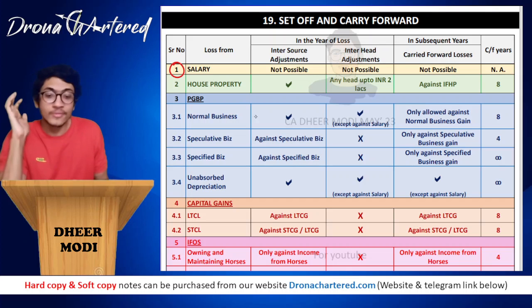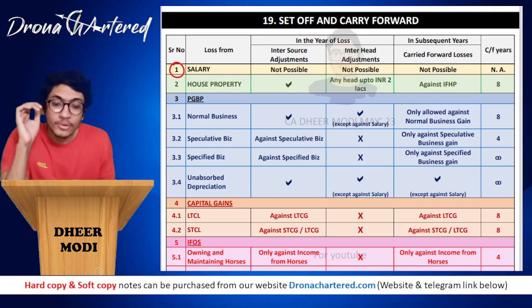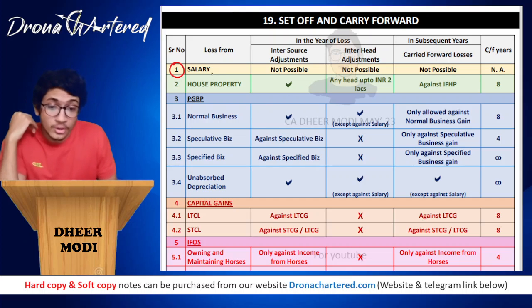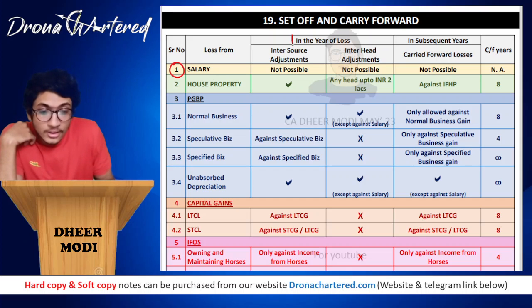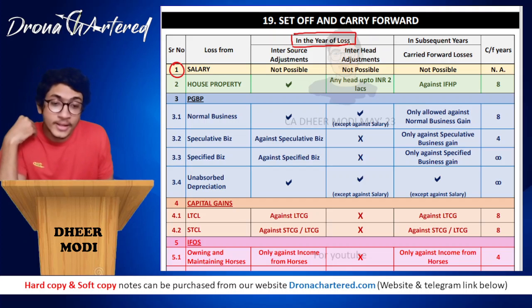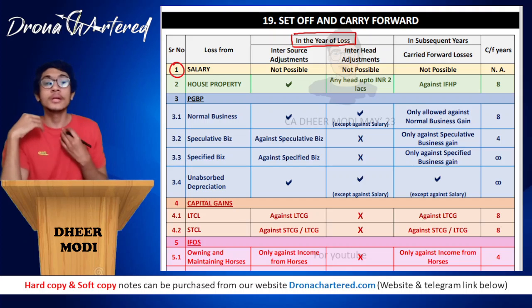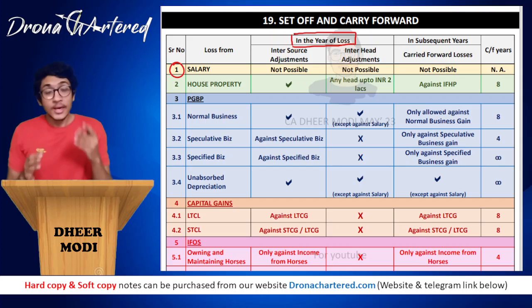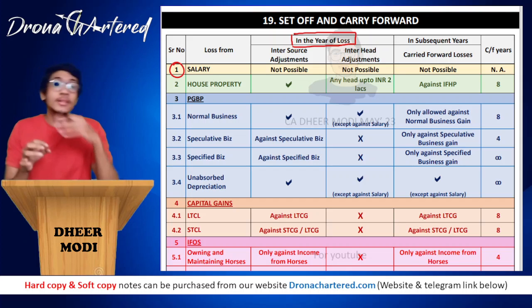So, we'll go with heads of income. So, first is your salary. I put every head of income in a different color. So, that is your salary. So, there is loss from salary. So let's understand the table. First is in the year of loss, that is, if the loss has happened in the same year, then whether inter-source adjustment and inter-head adjustment. What does inter-source mean? That means within salary only, if you are having any other source of salary also, that is your inter-source. And your inter-head means salary with any other head of income.